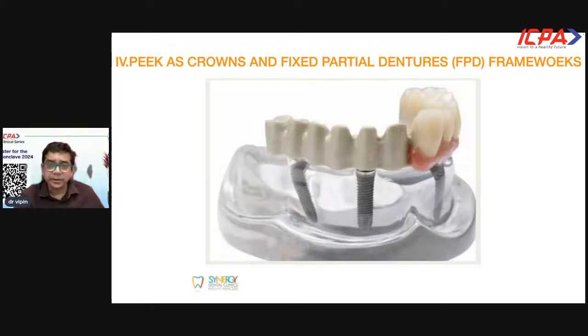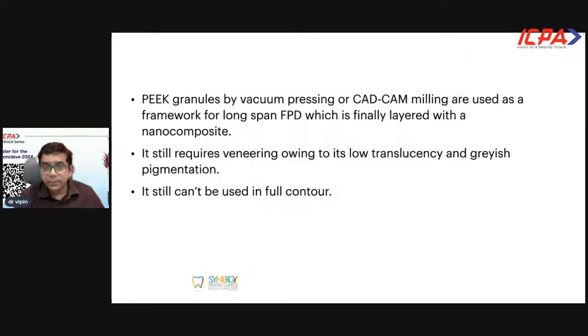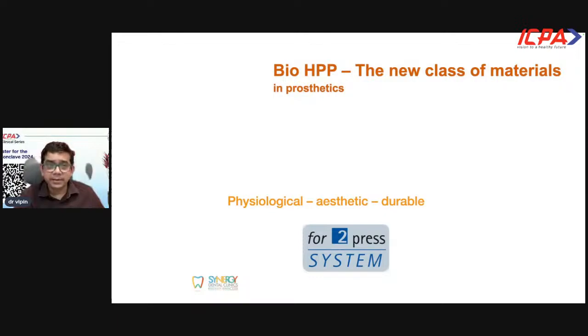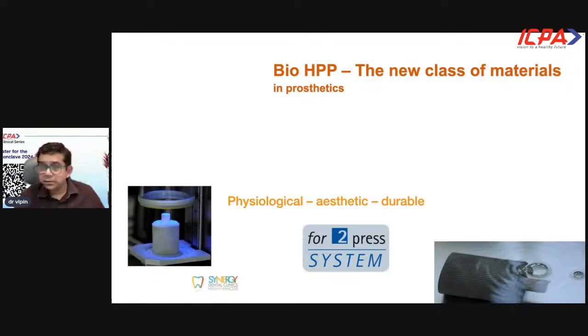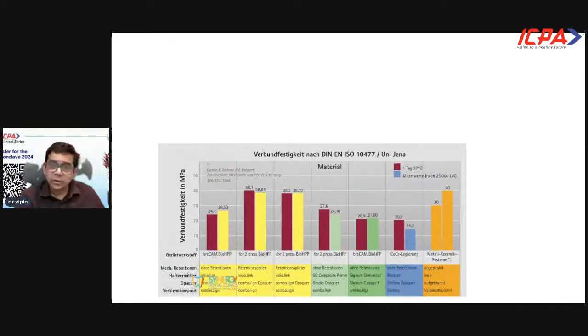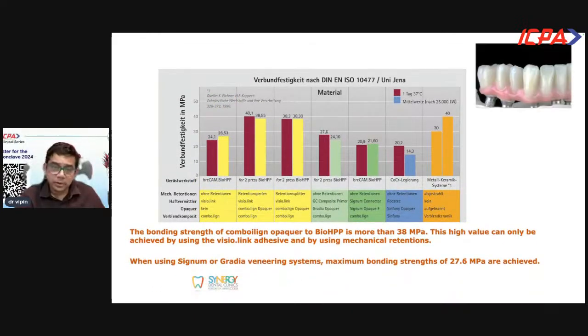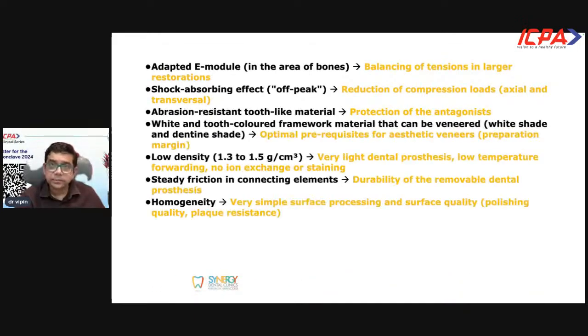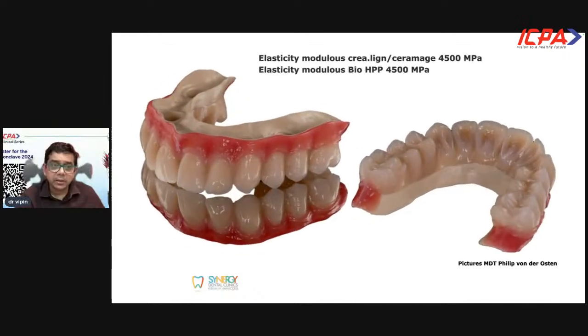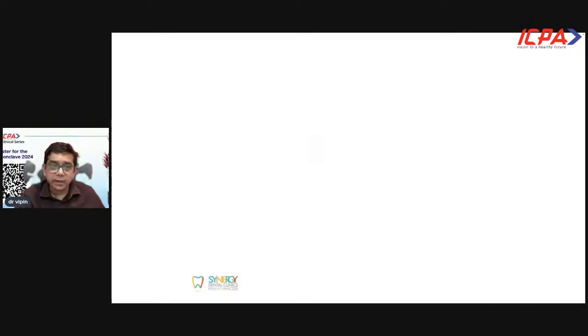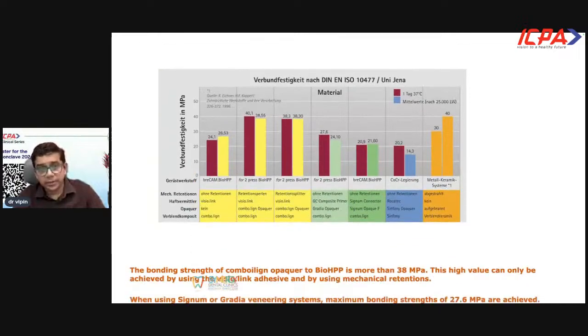We use these materials on implants also. I'll show you a few cases later. I will not go into detail on this because I already have limited time now, so we'll rush through this. Sorry for a lot of things here. This is all about PEEK. We can make dentures or materials on Bio HPP.